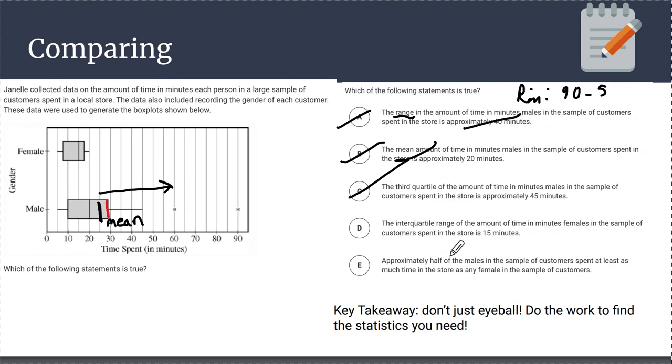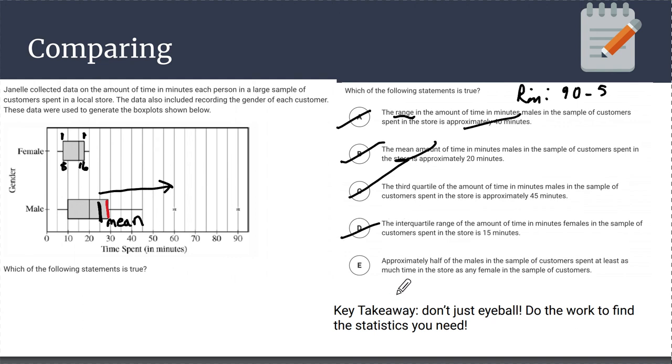The interquartile range of the amount of time in minutes in the sample of females spent in the store is 15 minutes. Interquartile range, that'd be Q3 minus Q1, and they're saying it's about 15 minutes. Is that true? Well, if we take a look, it looks like maybe the quartile 1 here is maybe like 8 minutes. Quartile 3 up here is maybe like, what'd that be, 16 minutes? No, it's not going to be 15 minutes.